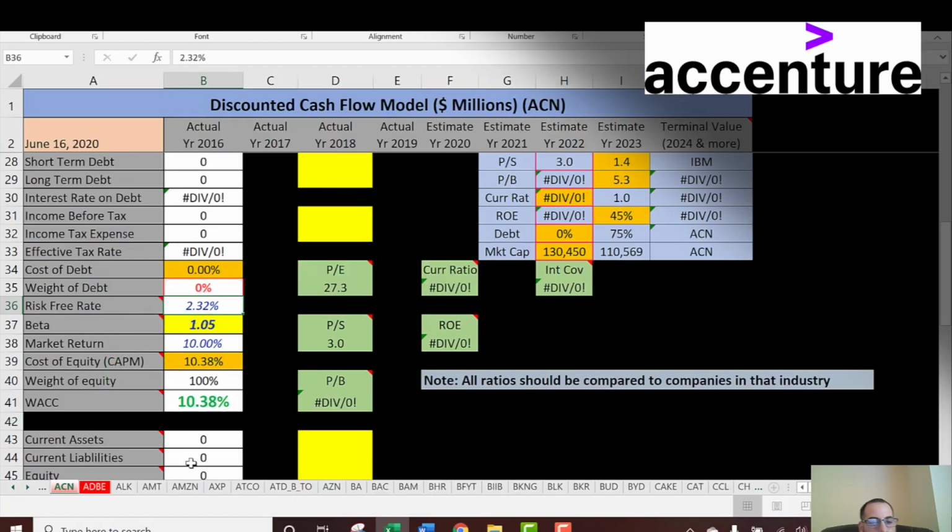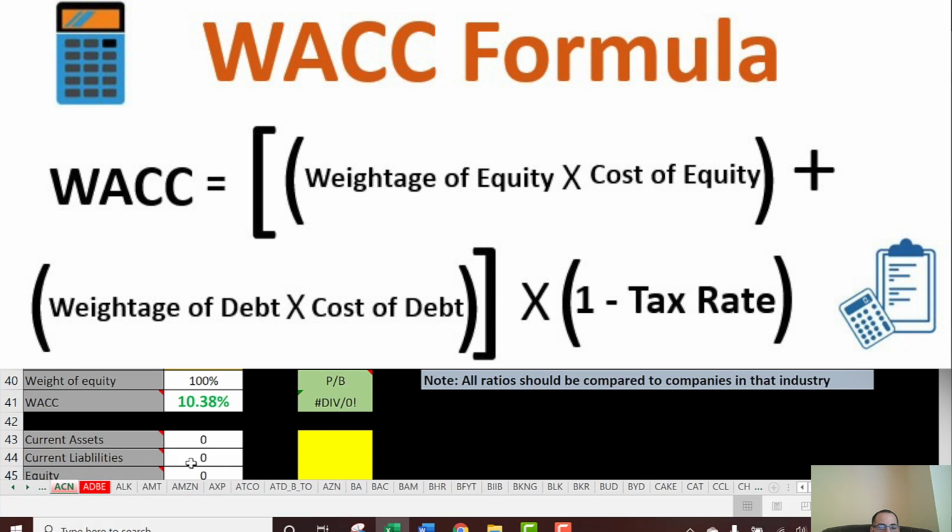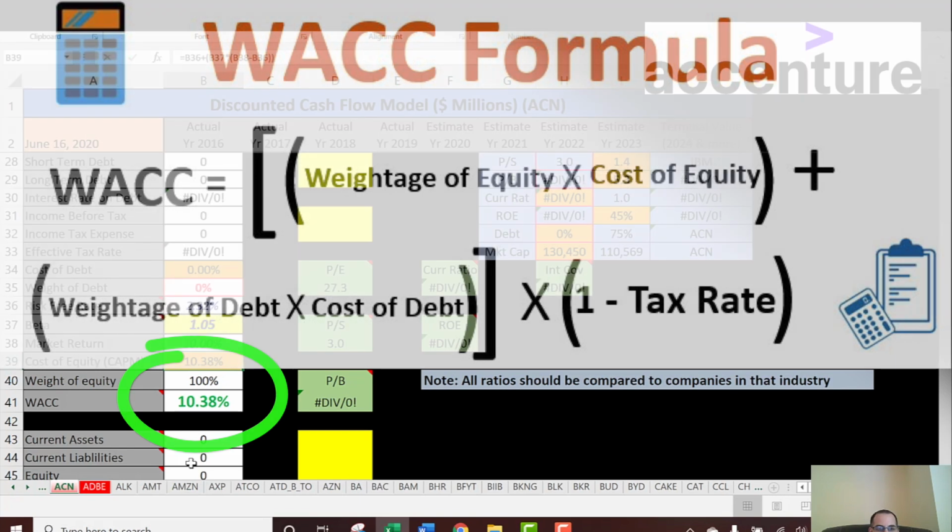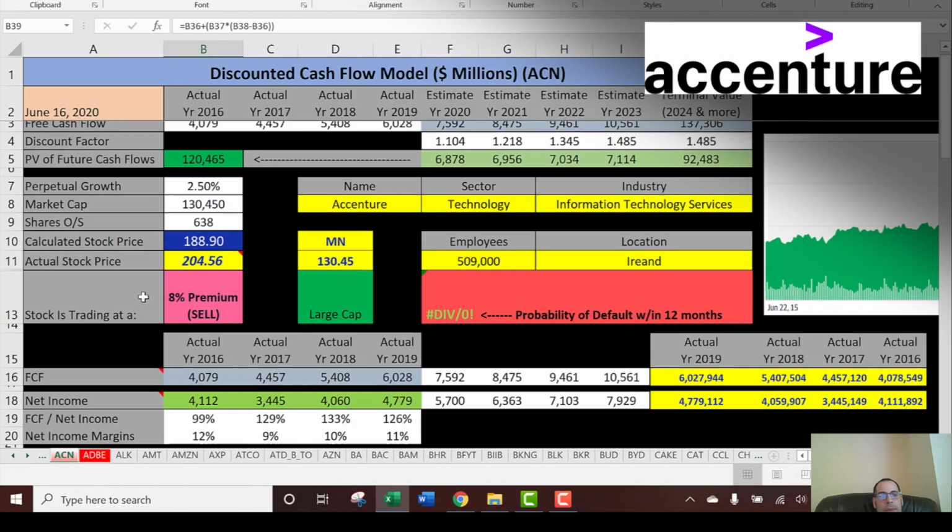So we calculated the weighted average cost of capital by using the capital asset pricing model. And we came out to 10.4%. And that's what we're going to discount the future cash flows by. And let's see what we get.